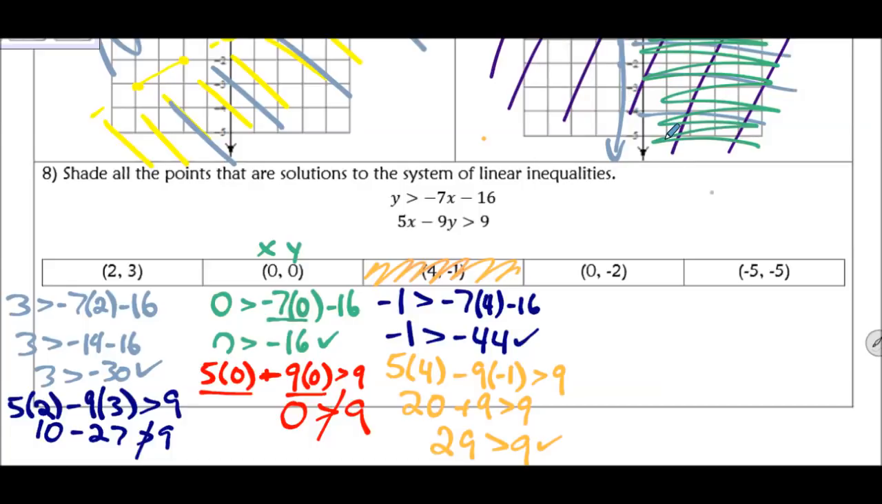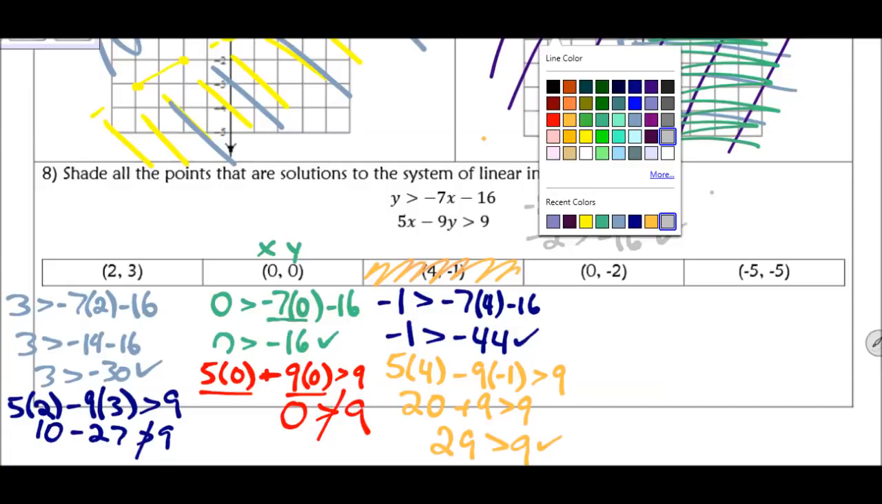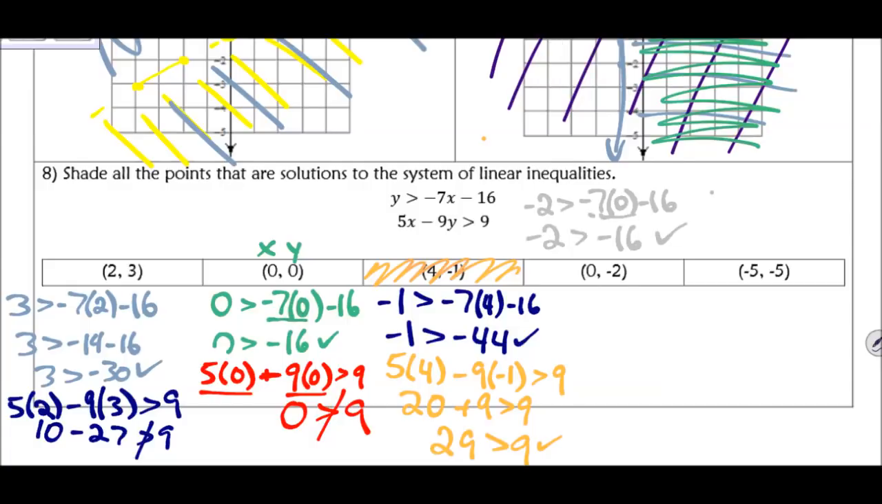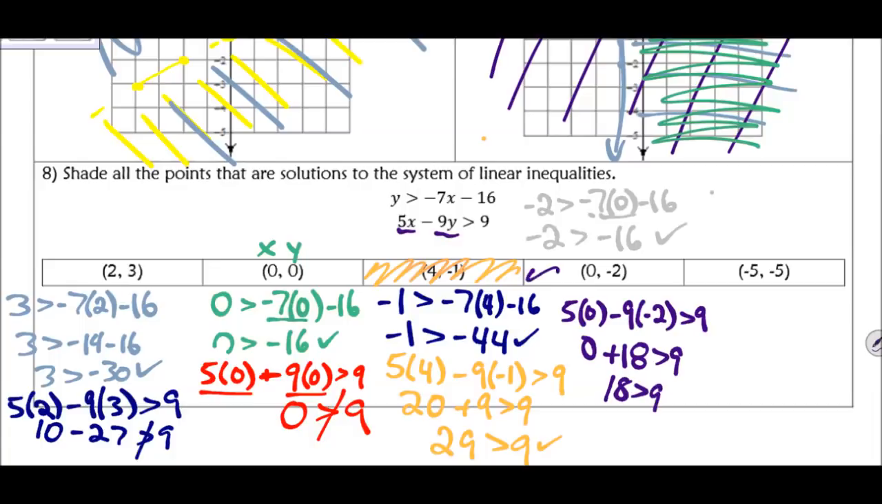I'm going to plug in 0 for x, negative 2 for y. That's going to give me negative 2 is greater than, that's still just 0, negative 16. That works. Negative 2 is bigger than negative 16. And I'm going to plug it into the bottom one also. 5 times 0 minus 9 times negative 2 is greater than 9. 5 times 0 is just 0. Negative 9 times negative 2 is positive 18. That's a plus 18. That's true. 18 is greater than 9. It worked for both of them.